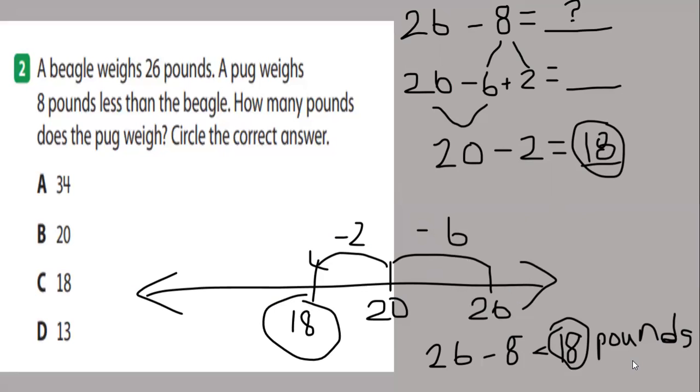Something I've been forgetting to do this week, we're working with word problems, so we need to label our answer, right? So we're talking about pounds. So the pug weighs 18 pounds.